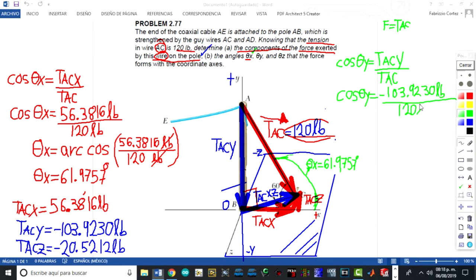And we have an equation. We are going to isolate the equation for theta y, or this angle in the y direction. So cosine passes as arc cosine. So theta y equals arc cosine of this division. I'm going to write here.